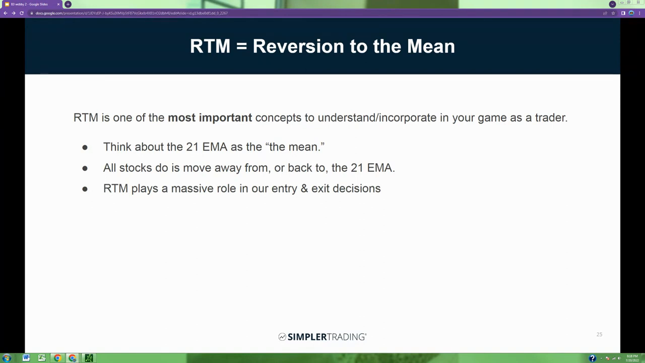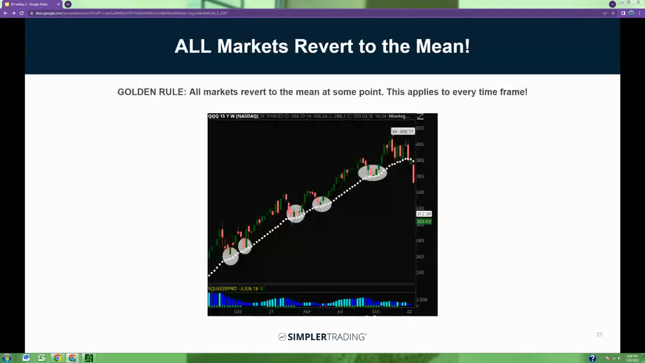So that concept of reversion to the mean plays a huge role in our entry decisions. It plays a huge role in our exit decisions. We'll look at a few examples here, but just remember, that's a golden rule. I'm going to share a couple golden rules tonight. That's one of them. All markets at some point revert back to the mean.